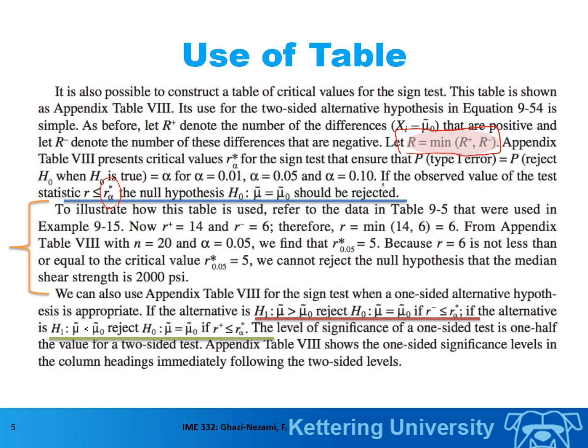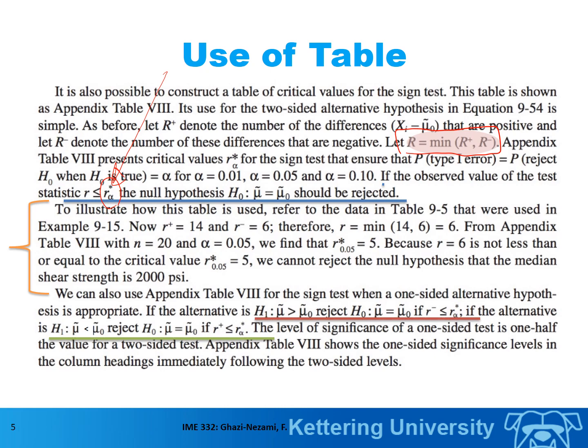The question that you might have is, how can I find this critical value? The critical value for the sign test comes from a specific table that you should be able to see in the appendix section of your textbook. All the way at the end of your textbook, you will see the non-parametric sign test table. Also, I have provided that table through the list of the tables that you see on your blackboard.